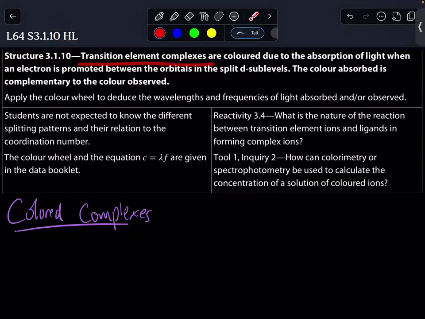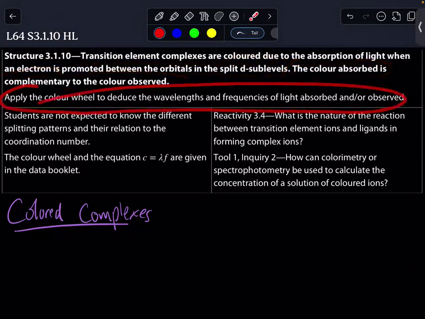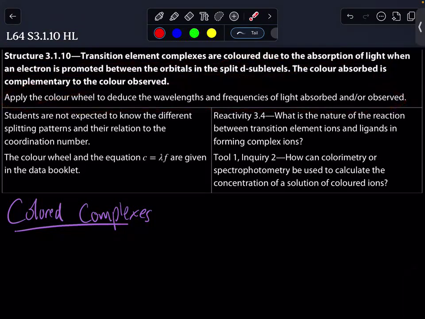This is going over transition element complexes are colored due to the absorption of light when an electron is promoted between the orbitals and the split d sublevels. The color absorbed is complementary to the color observed. We'll apply the color wheel to deduce wavelengths and frequencies of light absorbed and or observed. So this is what we're going to work on today.